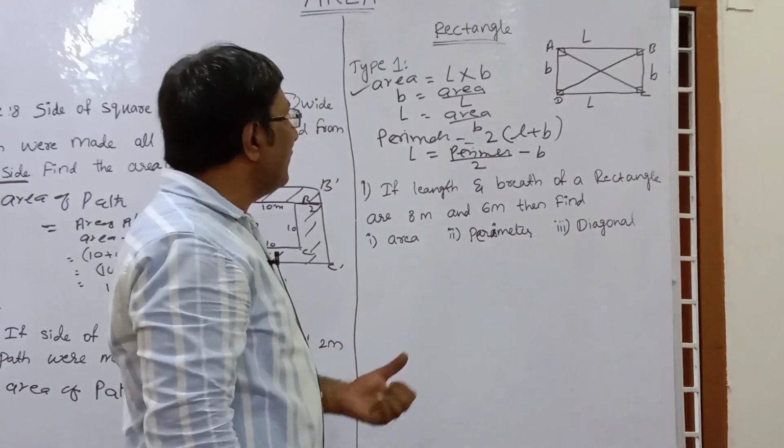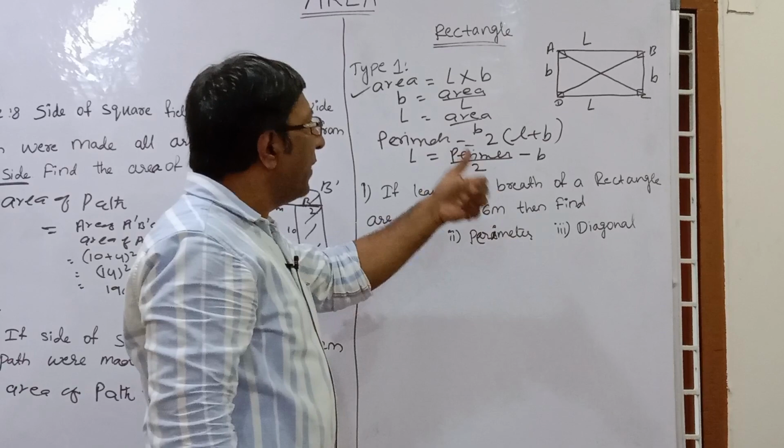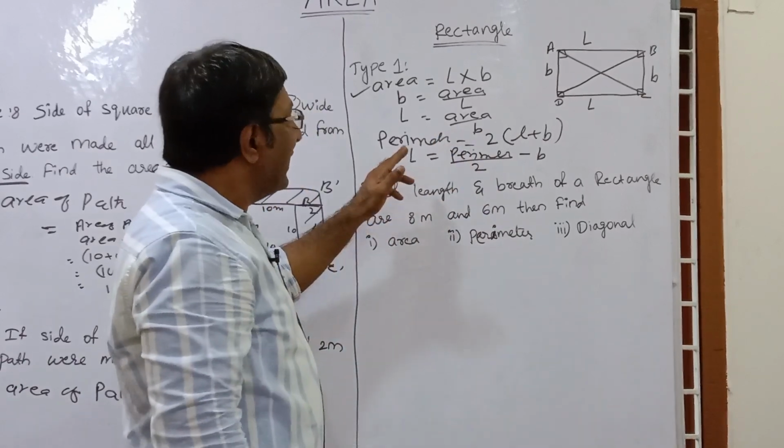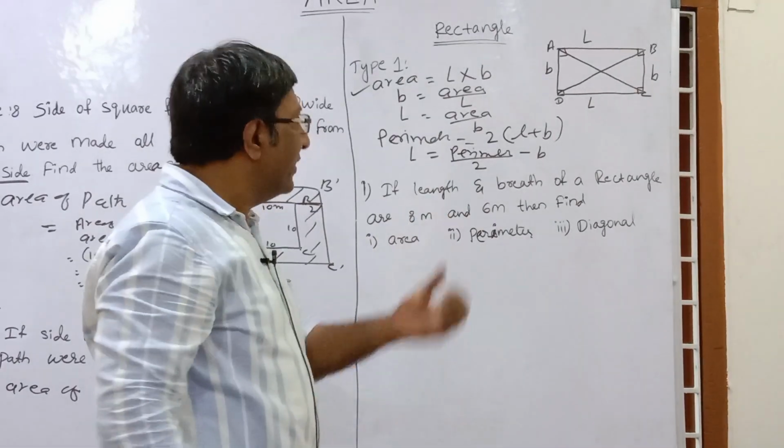In the same way, if you want the breadth, then breadth is perimeter by 2 minus length. In this way we can find length, breadth or perimeter. Among these three, if any two are given, we can find the third one.